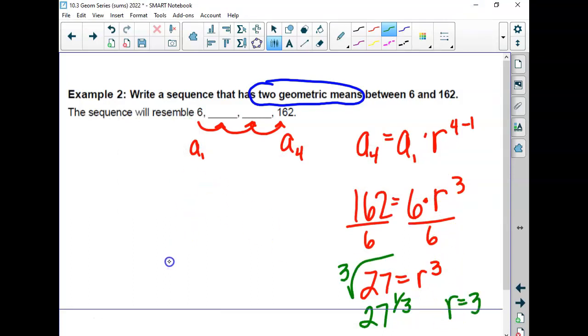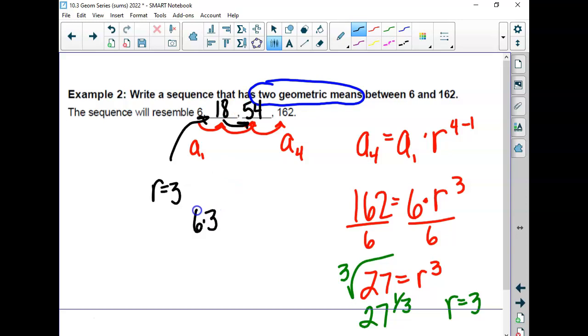Is that the answer to the question? We need to find those 2 missing terms. So if we say r is 3, then 6 times 3 would give us 18, and 18 times 3, 54, guys? Did I do that right? Okay.